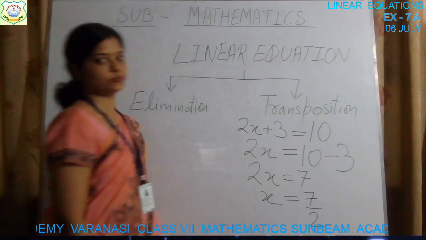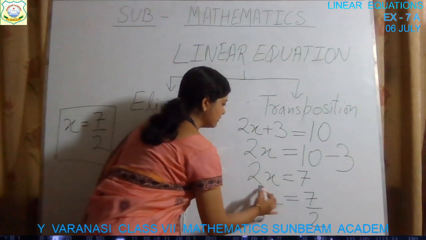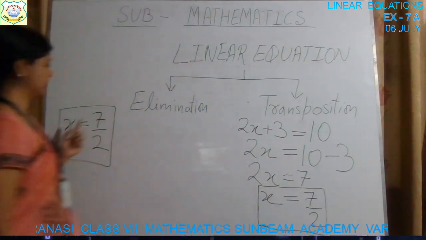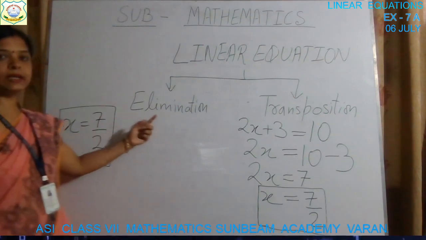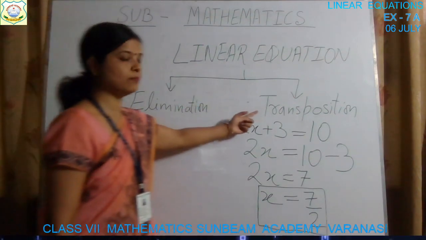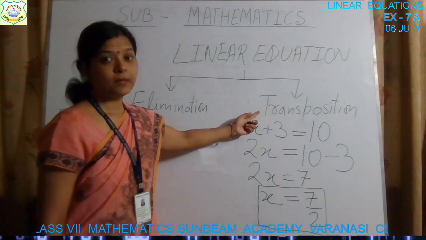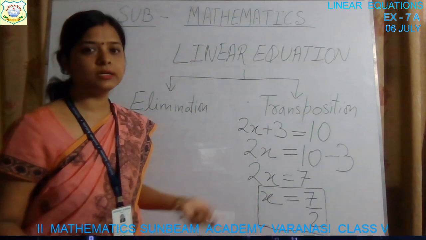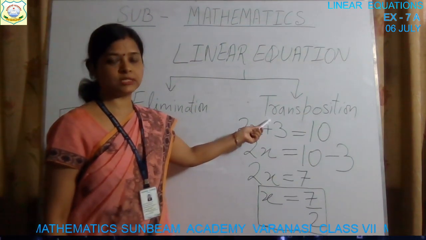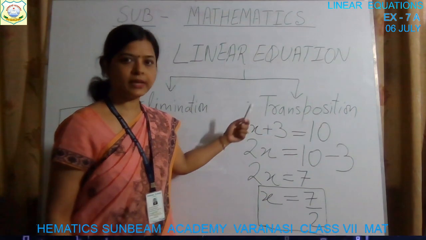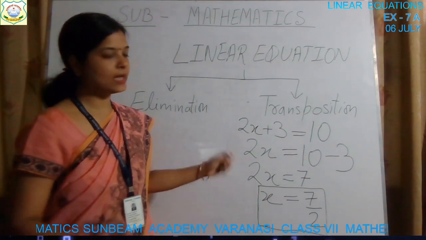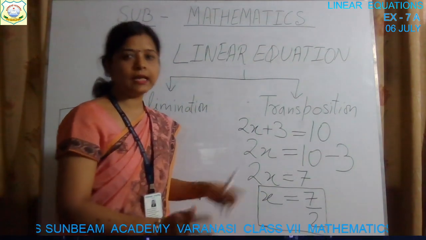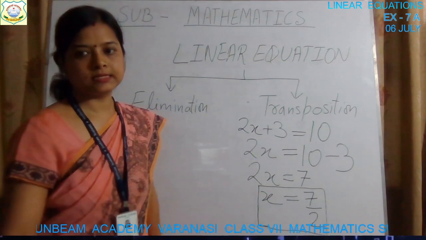Now you can see the value of x. The value of x is also 7 by 2. Same 7 by 2. So either we can opt for the elimination method or we can solve by using the transposition method. But children, be careful that in your higher classes, like in 7th, 8th onwards, we will surely do this transposition method. It's very easy. Basically we have to transpose the constant term on one side and the variable term on the other side.